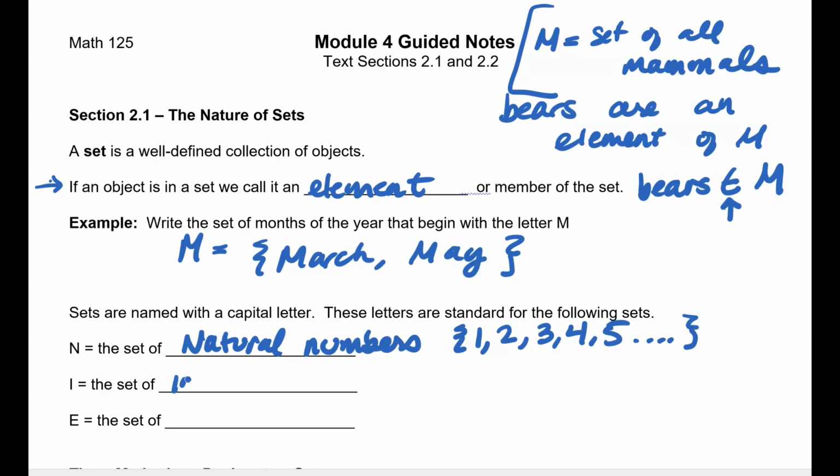I is the set of integers, and those are positive and negative whole numbers, such as -3, -2, -1, 0, 1, 2.